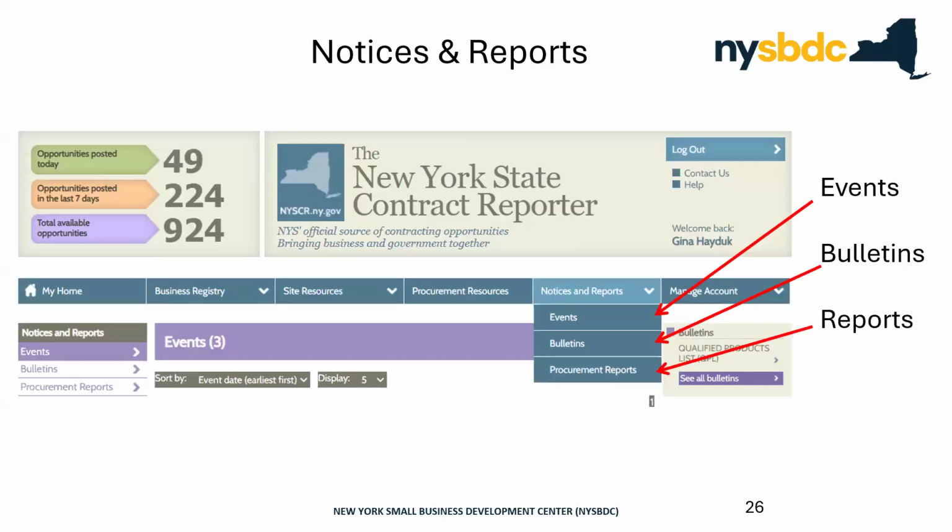The last tab to navigate is the Notice and Reports tab. Here you will find any events, bulletins, or procurement reports. The ESD and New York State do a lot of events, and they will be posted here. So that gives you an idea of what's going on. And if something's close to you and you want to go to a forum or something, it's in there.